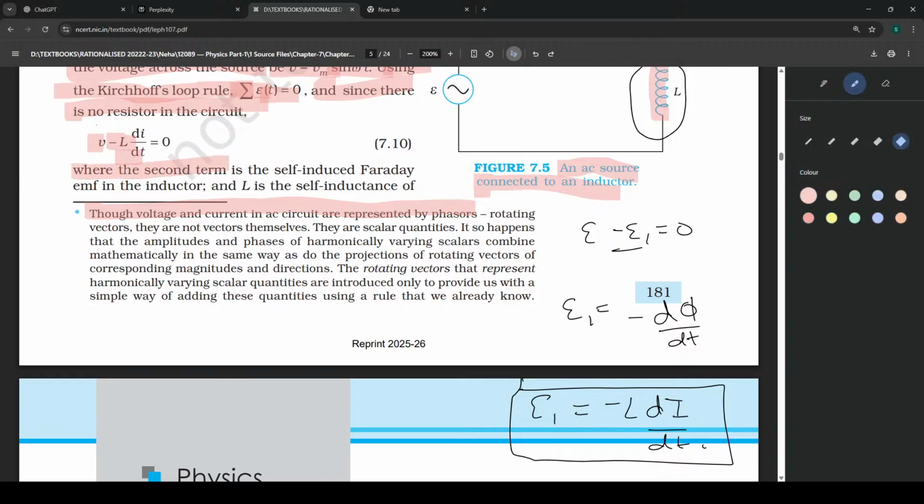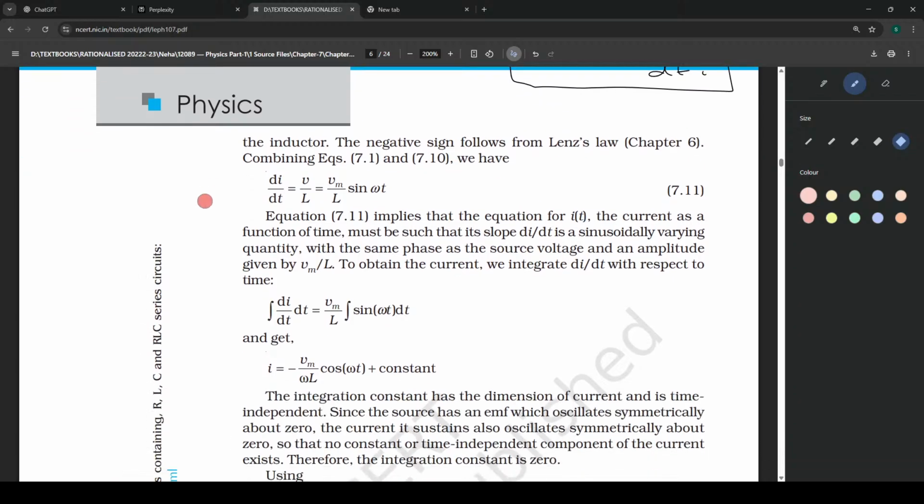Where the second term is a self-induced Faraday EMF in the inductor, and L is the self-inductance of the inductor. The negative sign follows from Lenz's law. What is Lenz's law? Lenz's law states that the current induced through a changing magnetic flux will always be in the opposite direction, which resists the change in magnetic flux.